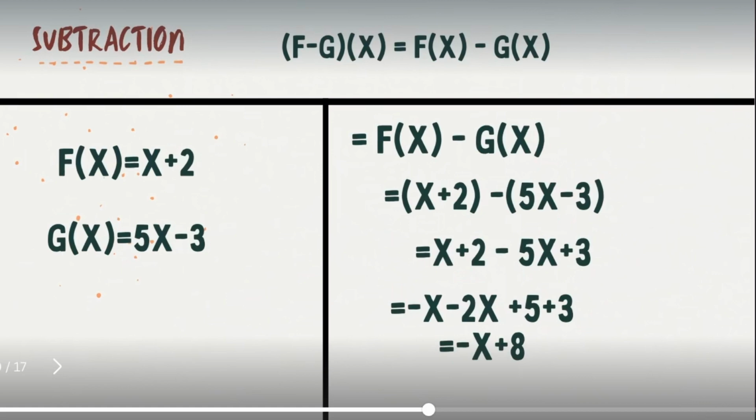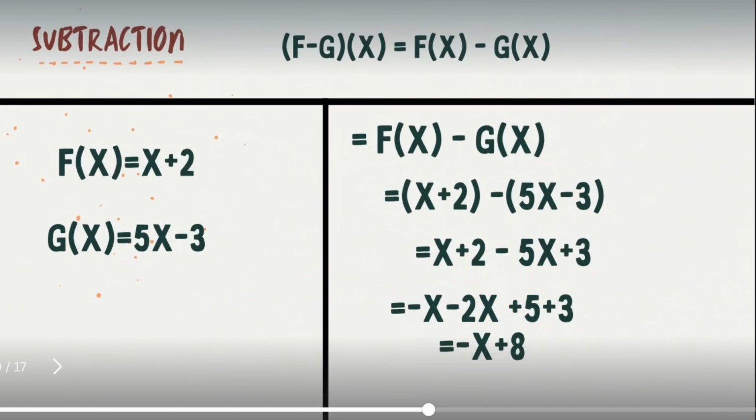Okay, let's move forward. X plus 2 minus 5x minus 3. So we have to change the sign. Positive 2 minus negative 3, that will be positive. So x plus 2 minus 5x plus 3. And then, of course, the x term will be negative. So negative x minus 2x plus 5 plus 3.